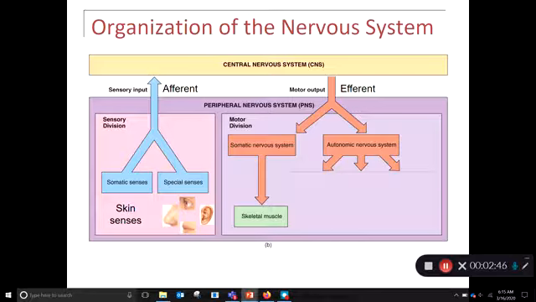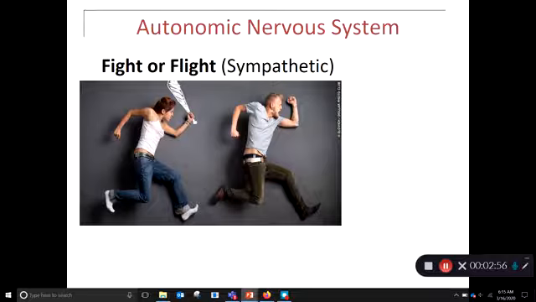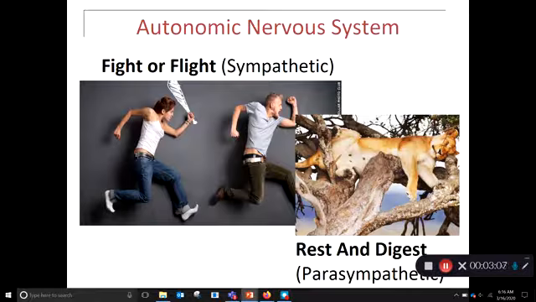Autonomic, that sounds awfully familiar. If it's automated, I wonder what, oh yeah, automated, yes. It means that it just happens. Now, there's a couple of parts to your autonomic nervous system. There's two that we really care about: the fight or flight, also deemed the sympathetic, and the rest and digest, the parasympathetic. To help you remember parasympathetic versus sympathetic, let's go ahead and just break down the words.